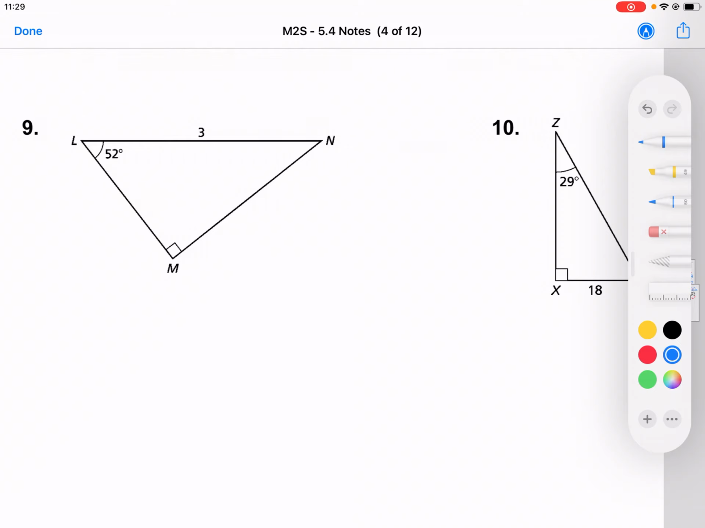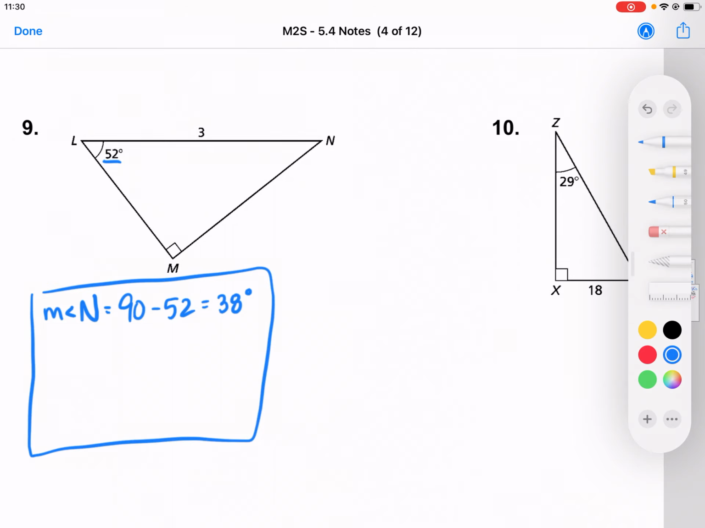Okay, let's do a few where there's only one side given to us. In order to do this, first off, I like to find the missing angle. So the measure of angle N we find by just doing 90 minus the 52, so the angle that we already got. So 90 minus 52 is 38 degrees. So we've got that part.